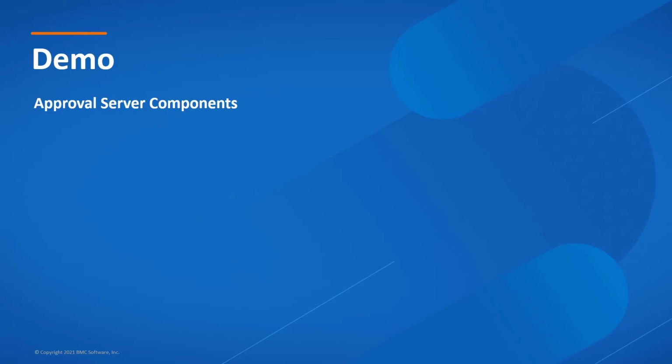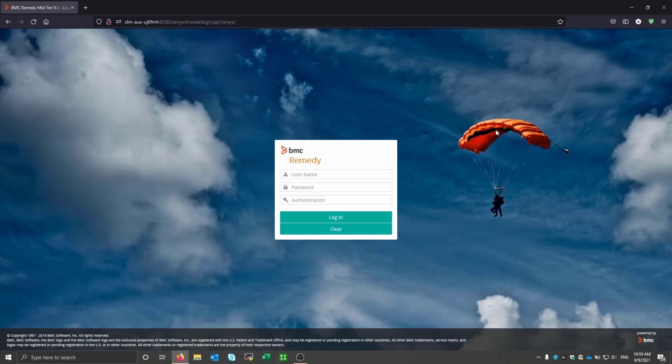Now we're going to see a demo of the approval server components. All right, so the first thing we're going to want to talk about is the approval definitions themselves. And before we really get into the system and start looking at things, we want to really quickly touch base on that. The definition is just a group of objects, processes, rules, notifications, roles, mappings, things like that, that make up all the logic that needs to take place for an approval to execute correctly.